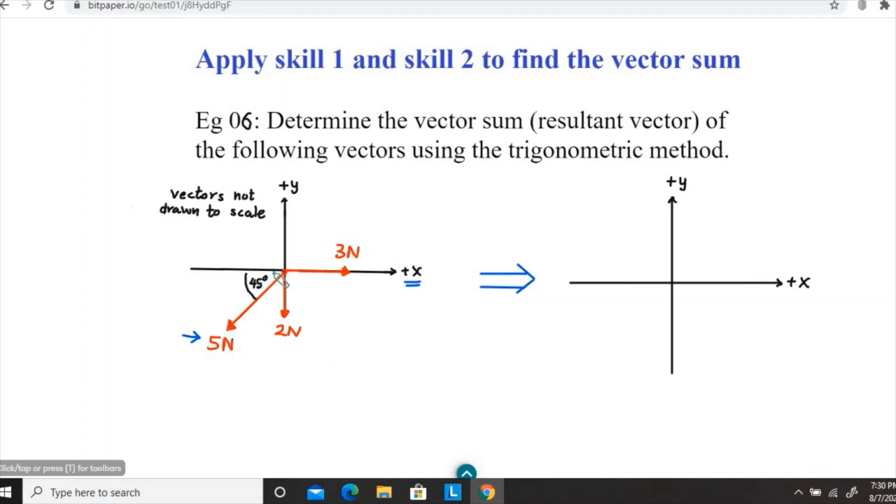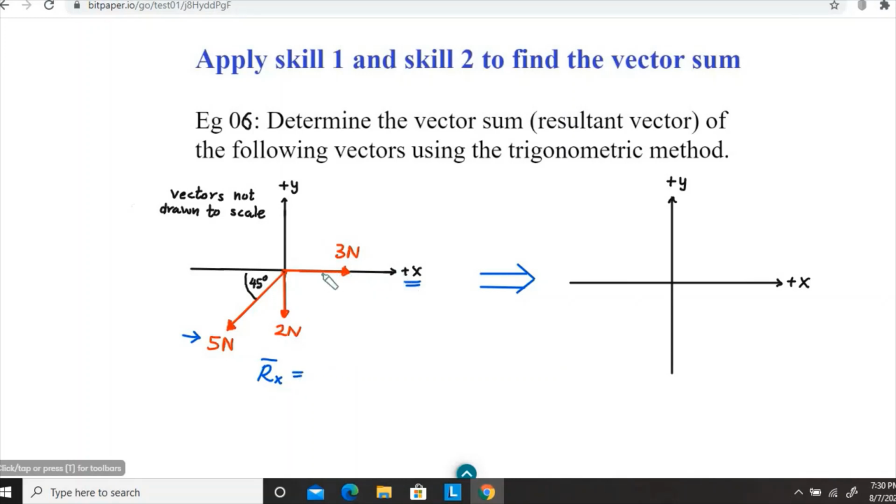Now, I'm not going to draw the right angle triangle as a guide, because by now you should be able to do it mentally, finding the perpendicular components of this 5 Newton vector. As a result, I'm directly going to write down the components. First, I'll define the x component of the resultant vector as Rx. So this is the Rx vector.